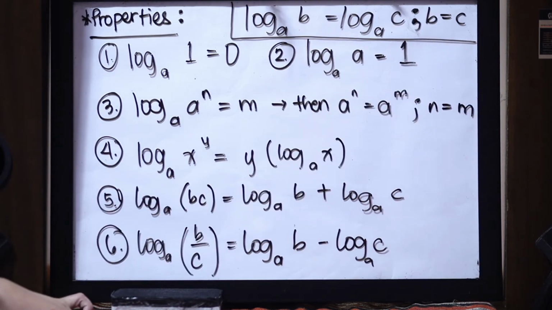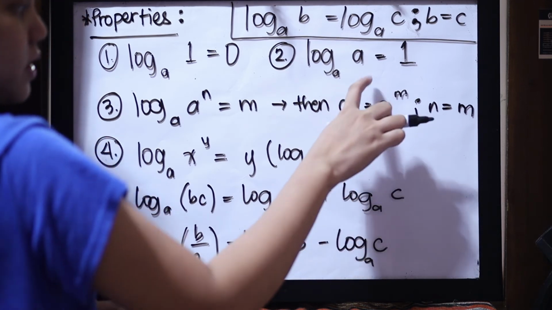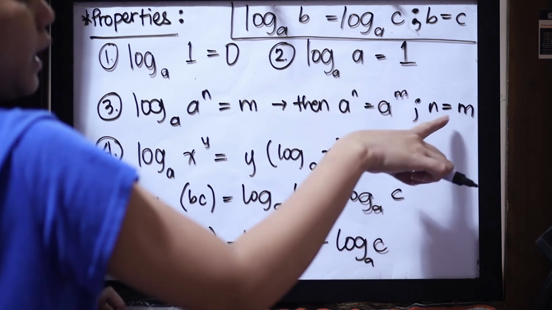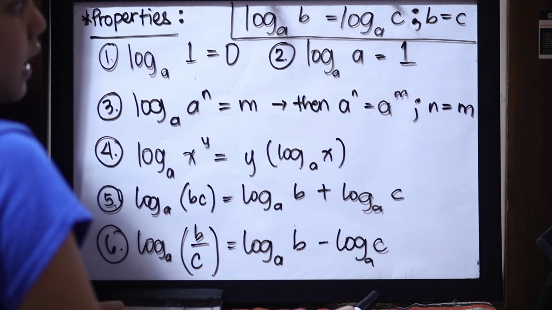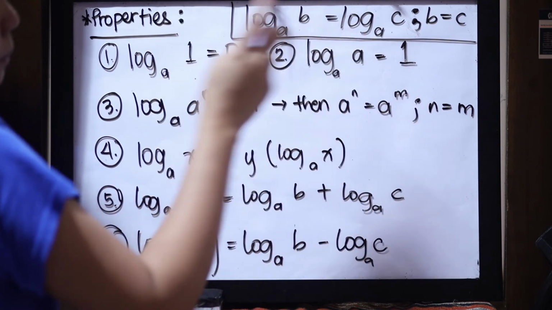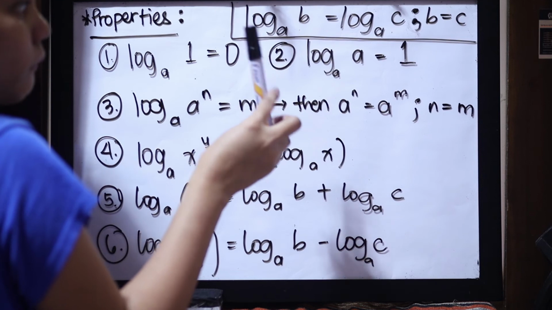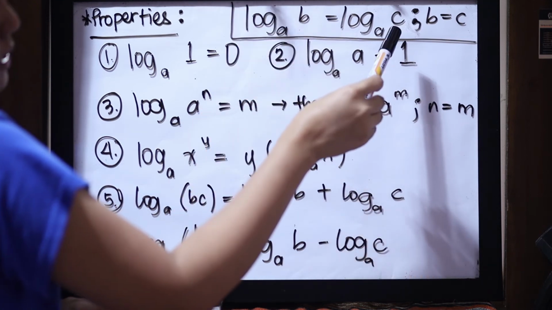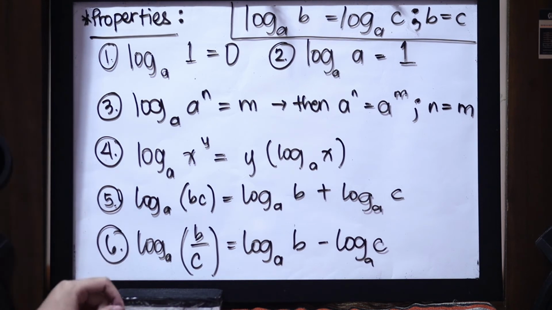Para lang siyang sa exponential na, di ba sa exponential, a raised to n is equal to a raised to m, n is equal to m. We can say that their exponents are equal. So, ganun din dito. If the base is the same and parehong may logarithmic function yung both sides of the equation, then we can say that their arguments are also equal. Na yung b at yung c ay equal din.